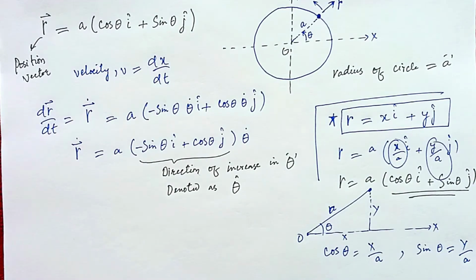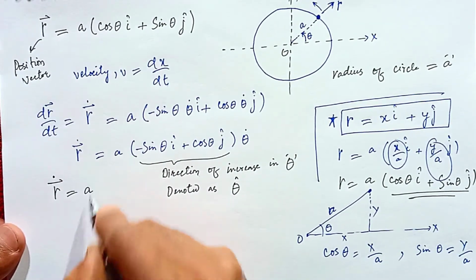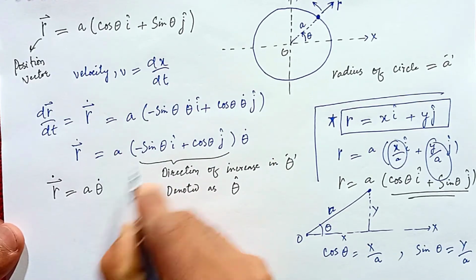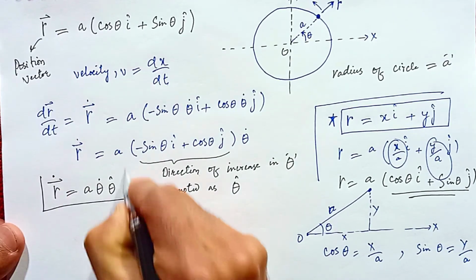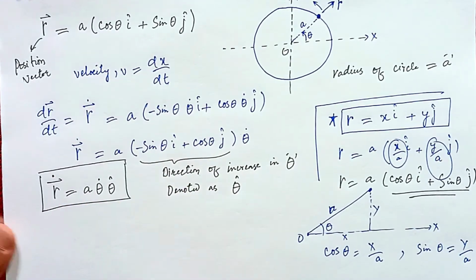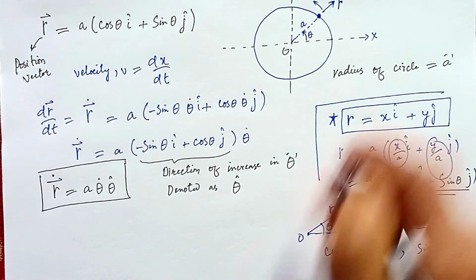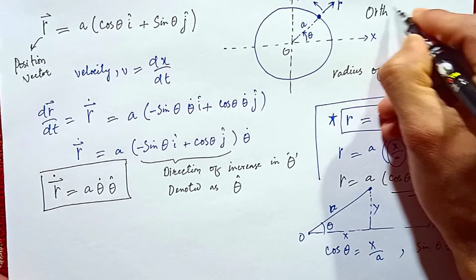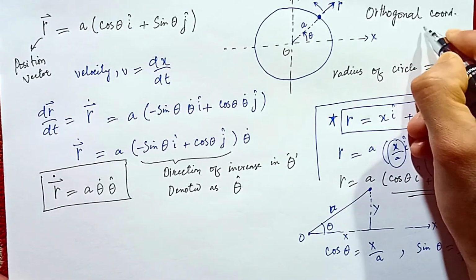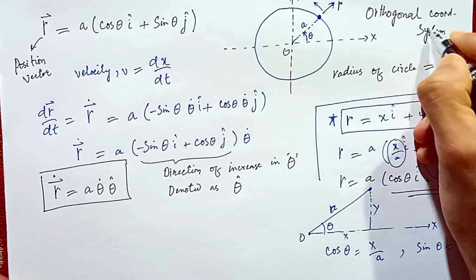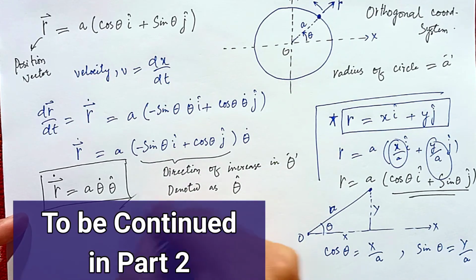So we can represent this very thing as r dot equal to a times theta dot, and this is theta hat. This will give the velocity in the Cartesian coordinate system. This is an orthogonal coordinate system, keep it in mind. Fine, so we will get the velocity equal to this.